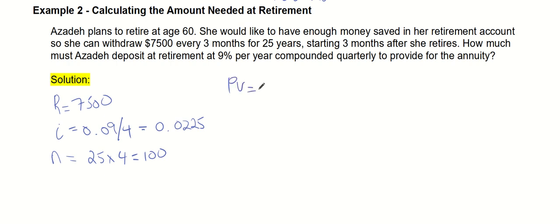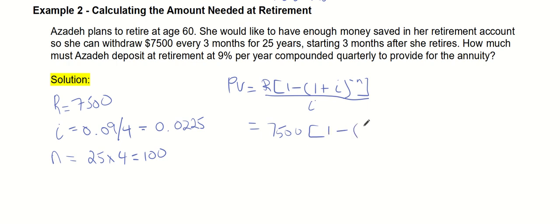Again, we should write down our formula: R times the bracket of 1 minus (1 plus our interest) to the power of minus n, over the interest. So we have a formula, and we just drop our numbers in. It is 1 minus (1 plus the interest, 0.0225) to the power of minus 100.